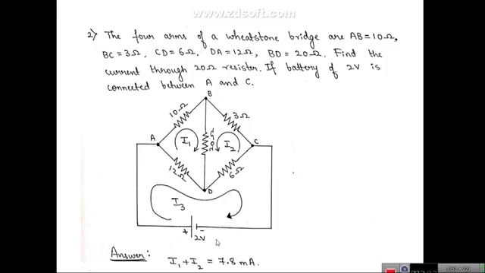Now identify the number of junctions, number of branches, and number of mesh equations. I have already given a hint: these are the three meshes. You must get the three mesh equations and then get I1, I2 and I3. Only the current through the 20 ohm resistor is asked, so I1 plus I2 is the current through the 20 ohm resistor, and that value is equal to 7.8 milliampere.